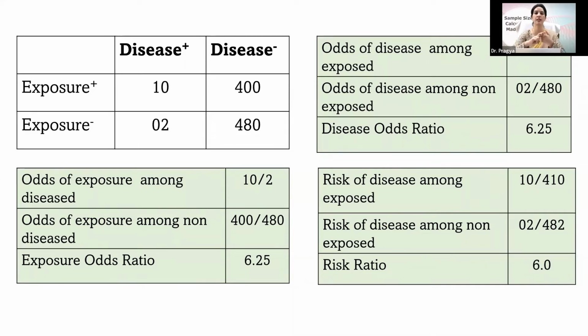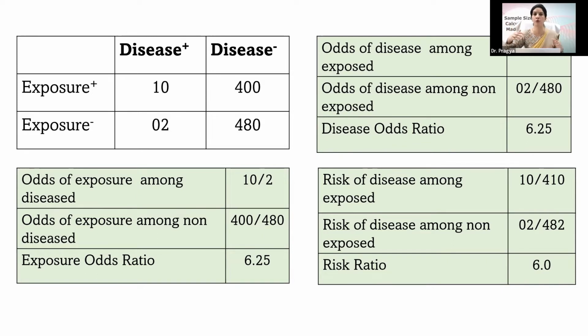I want to emphasize three things here. The first one: disease odds ratio and exposure odds ratio are the same numerically. The second thing I want to emphasize is that if you increase the number of controls, maintaining the same level of exposure, the odds ratio doesn't change, but the risk ratio changes.